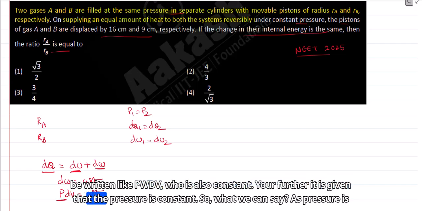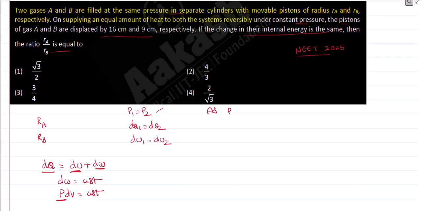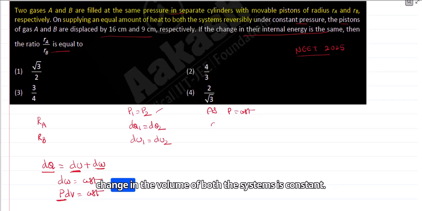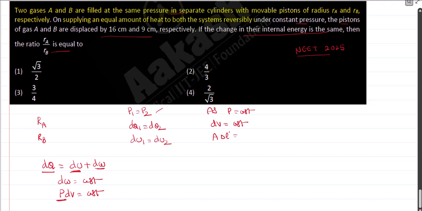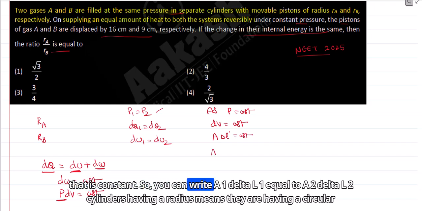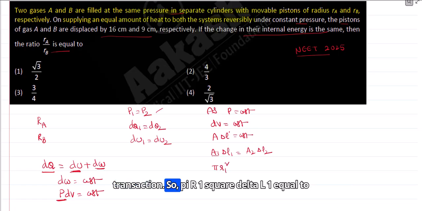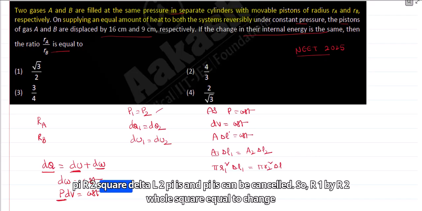Here further it is given that the pressure is constant. So as pressure is constant, the change in the volume of both the systems is constant. Volume change is area times change in the length. That is constant, so you can write A1 delta L1 equals A2 delta L2. Cylinders having a radius means they have a circular cross section. So pi R1 square delta L1 equals pi R2 square delta L2.